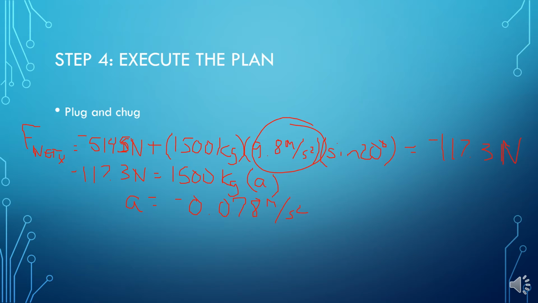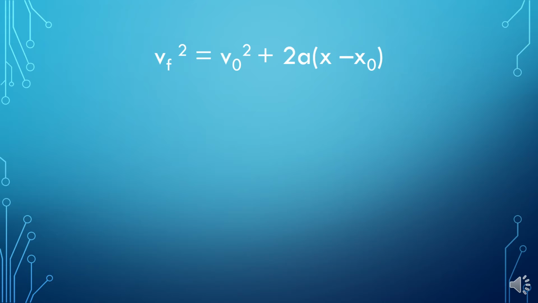Now I need to use this acceleration in one of my constant acceleration equations to find the displacement. I don't know time yet, but I know v initial and v final. So take a look and figure out what equation could I use to relate those terms. I looked up my constant acceleration equations and found one that relates all of the variables that I want to relate. So now I'm going to plug and chug.